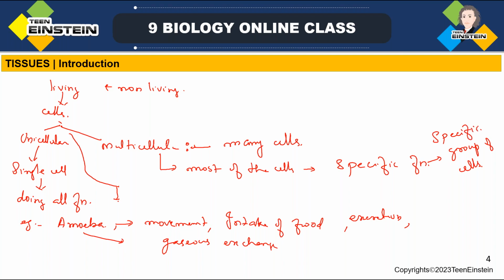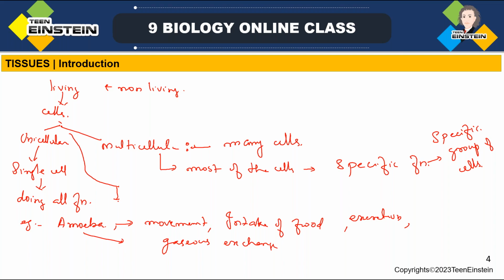In a unicellular organism, a single cell is performing all the functions. In a multicellular organism, there will be groups of cells to perform specific functions. Almost all the cells will be carrying out their functions, but it doesn't mean that all the cells are involved in all the functions. It's not like that. Specific groups of cells are there to perform specific functions.